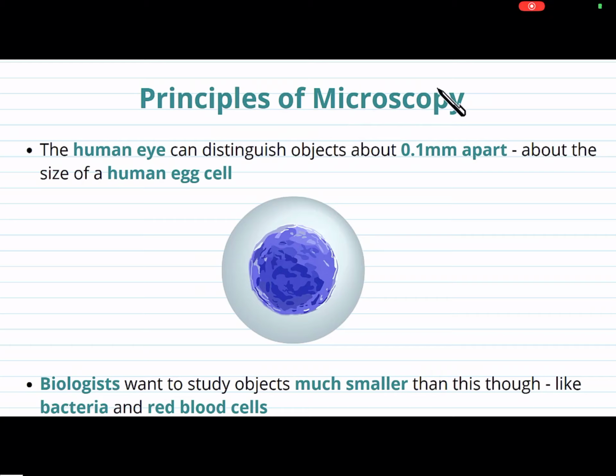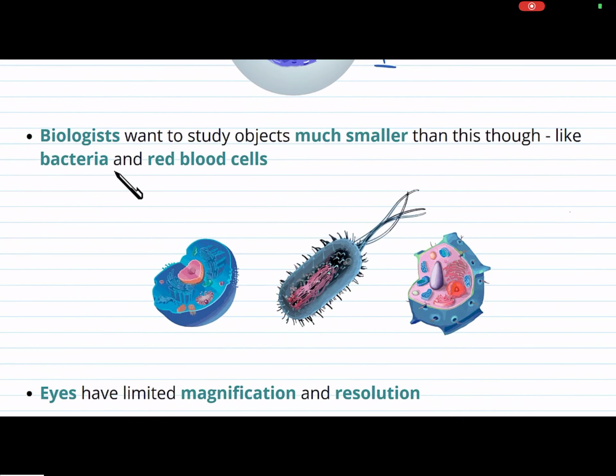When we're looking at particular structures with the human eye, just as they are, we can only distinguish things that are about 0.1 millimeters apart. This is just about the size of a human egg cell, which is about 0.1 millimeters, or a tenth of a millimeter, end to end. But the problem is that biologists want to study things which are much smaller than the egg cell, like bacteria and red blood cells. Otherwise, we wouldn't get far in understanding biology very much at all.